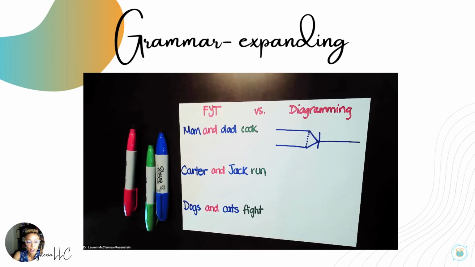All right, welcome back. I'm going to show you what it looks like to have 2 subjects, so 2 nouns with a conjunction. What this looks like, as you can see on the left, is framing your thoughts and everything is color-coded. What's on the right is the diagram.